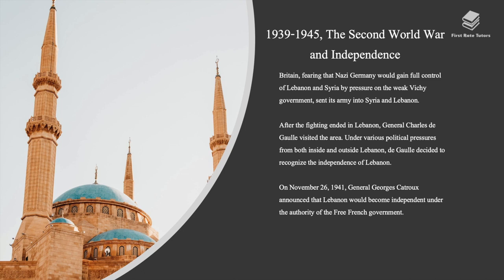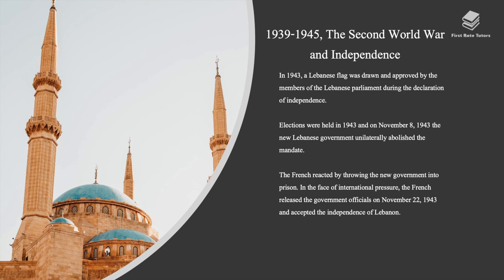After the fighting ended in Lebanon, General Charles de Gaulle visited the area. Under various political pressures from both inside and outside Lebanon, de Gaulle decided to recognize the independence of Lebanon. On November 26, 1941, General Georges Catroux announced that Lebanon would become independent under the authority of the Free French government. In 1943, a Lebanese flag was drawn and approved by the members of the Lebanese parliament during the Declaration of Independence. Elections were held in 1943, and in November 1943, the new Lebanese government unilaterally abolished the mandate.